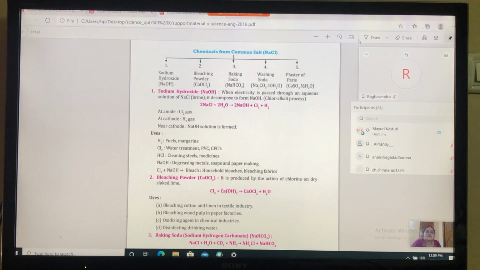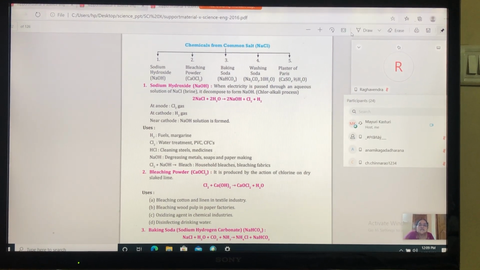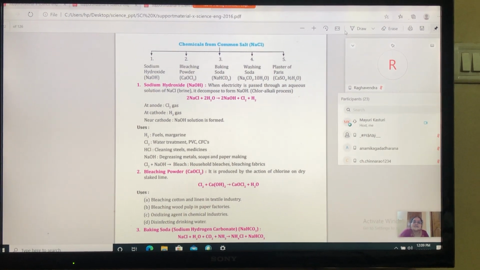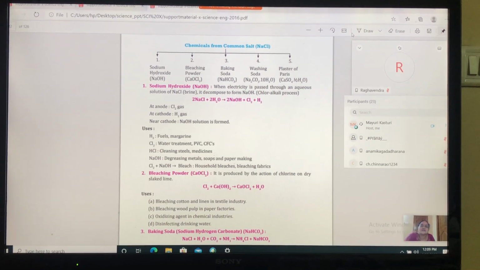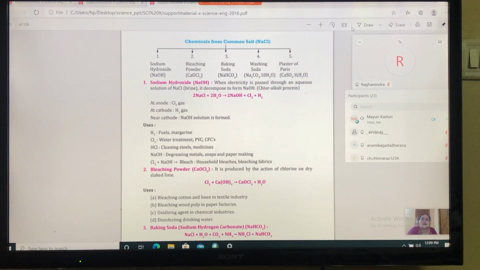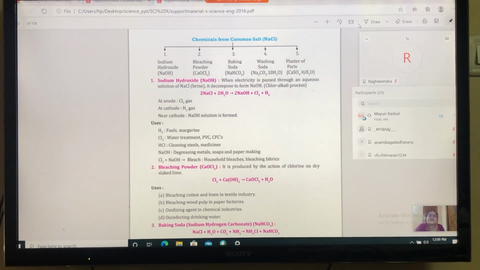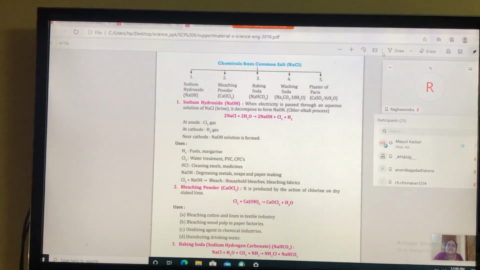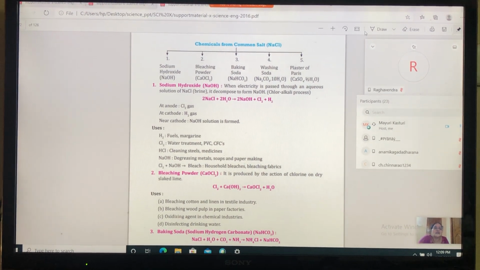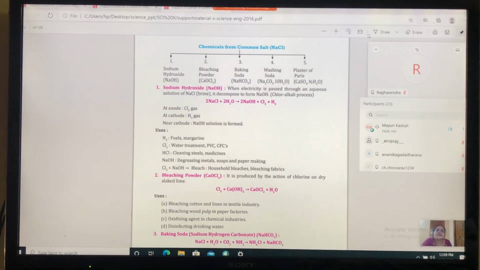Sodium hydroxide is used in degreasing metals, soaps and paper making. Chlorine plus sodium hydroxide can be used as a bleaching agent, in household bleaches and bleaching fabrics. So this is the first one, preparation of sodium hydroxide, the chlor-alkali process. All these 5 preparations are very important for 3 marks questions.